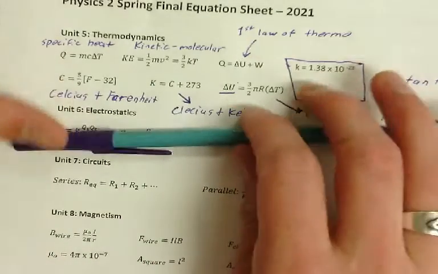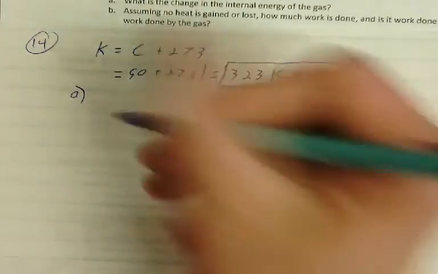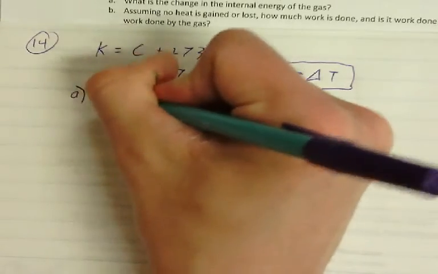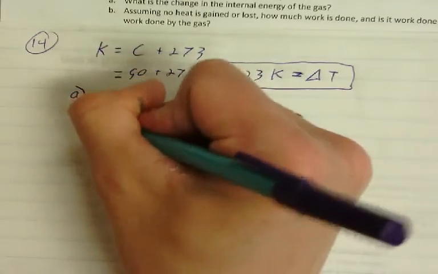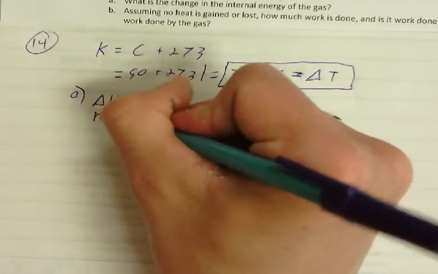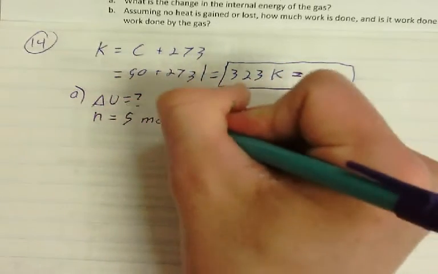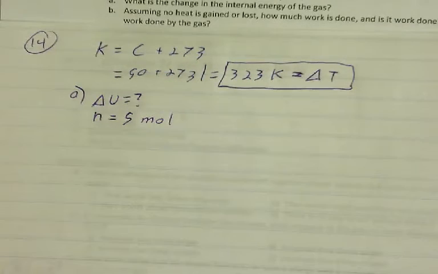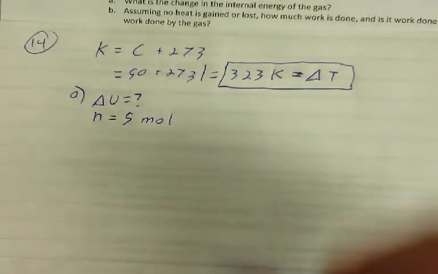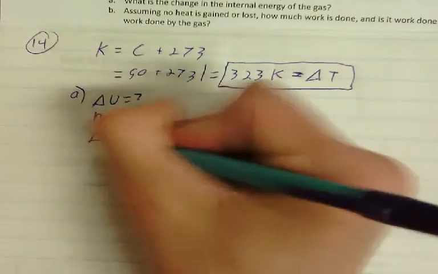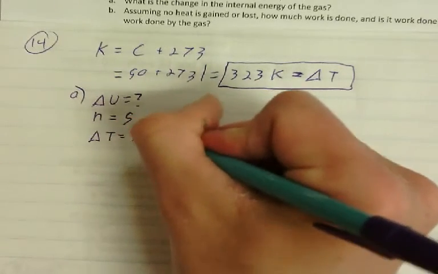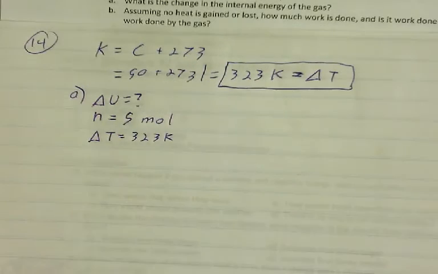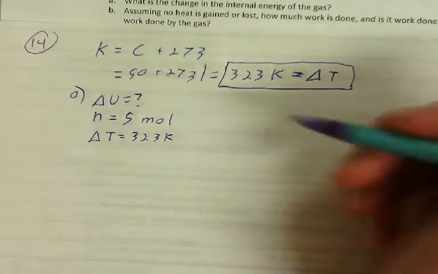So let's see if we got all the variables we need. So we're solving for change in internal energy. Okay, the problem tells me the number of moles. And moles is kind of a measure of how much mass a gas has. That's not exactly what it is, but that's close enough for our purposes. It also tells me the change in temperature, which we just found, which was 323 Kelvin. So now I'm ready to plug my numbers in and solve.